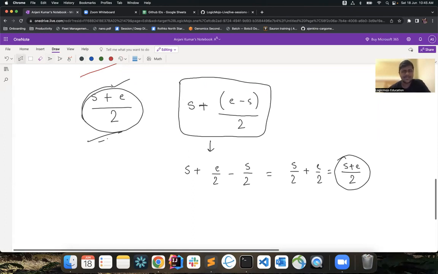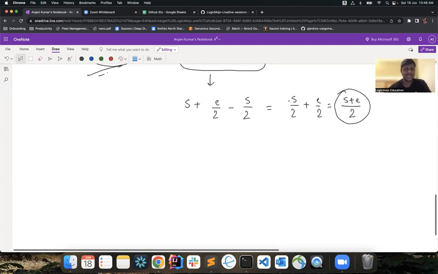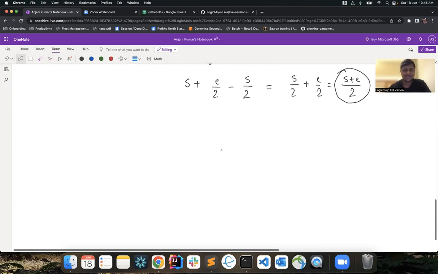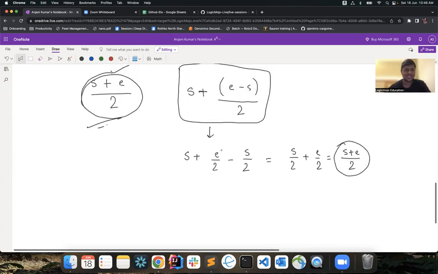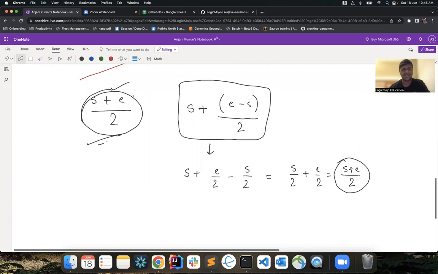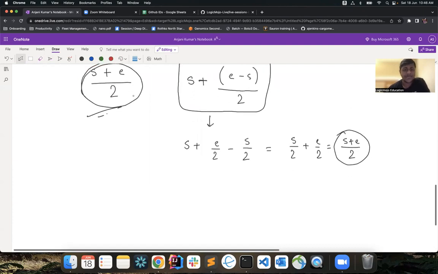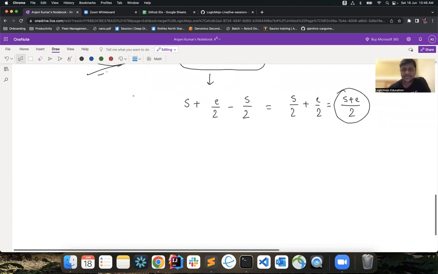So see, this is something for Java and C++ people. For Python people, you don't have to worry about it, because Python does not have the concept of int, long, and all that. Whichever you write, Python will take care of it. So this is not something you have to care about. You can always write S plus E by 2 and get away with it. But for Java and C++ people, your start, end, and mid, everything is an int, right?